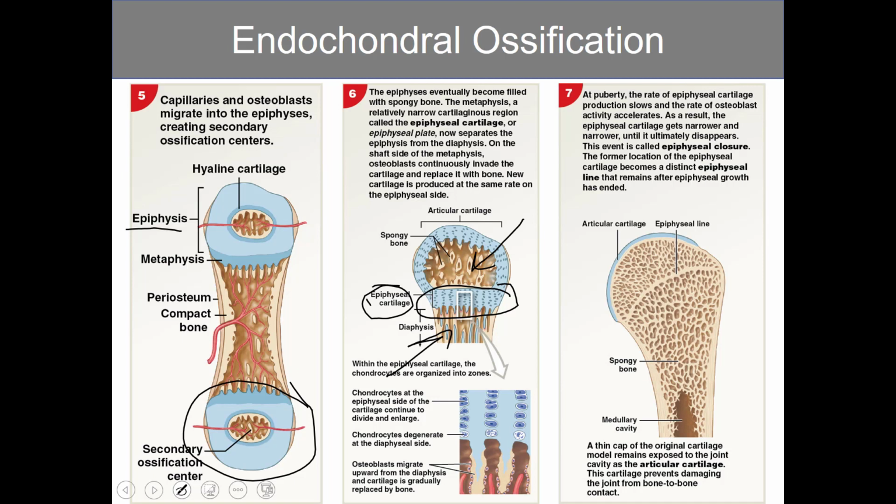So the epiphyses are going to fuse with the metaphysis, and the epiphyseal line is what's left. This, at one point, represented the epiphyseal cartilage prior to closure. But once you have closure, that bone can no longer elongate.